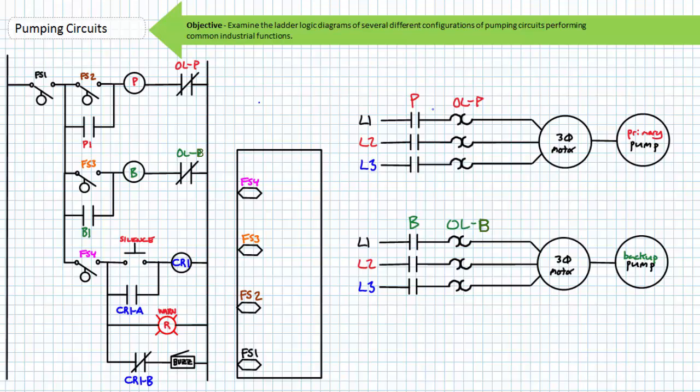This is called a common arrangement of overloads, and that all overloads use the common right-hand upright on the ladder logic diagram. An overload condition in one rung does not affect the other.